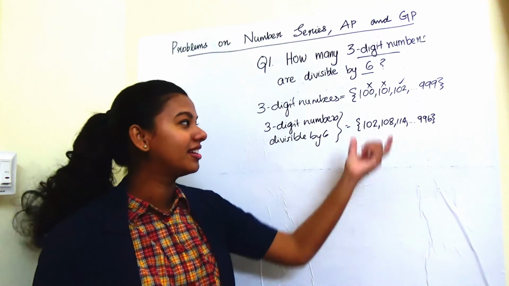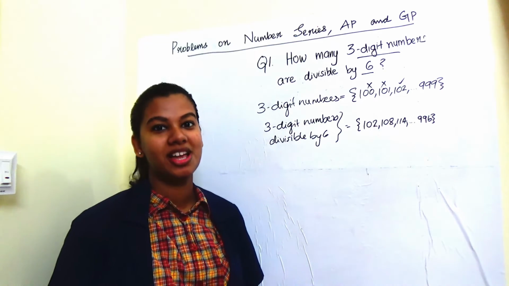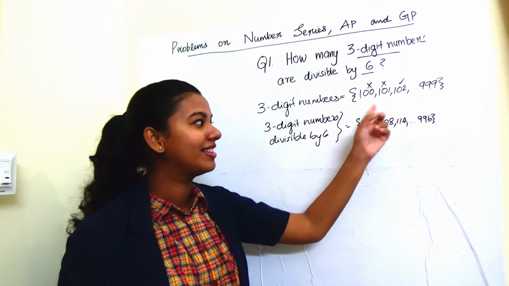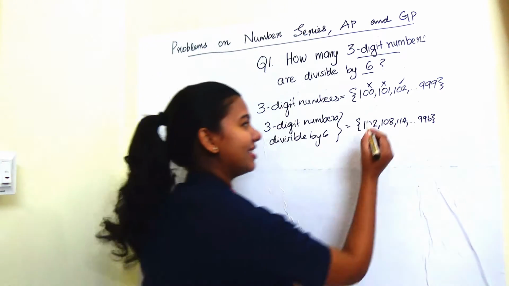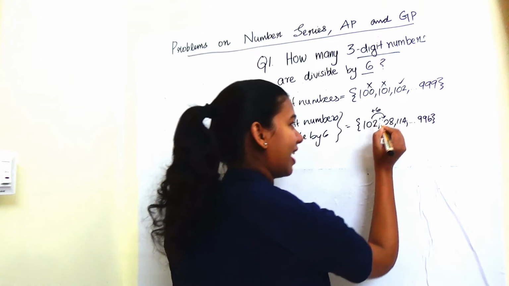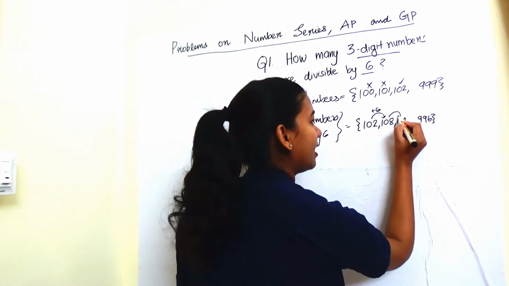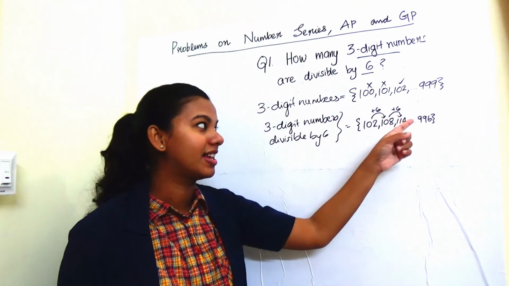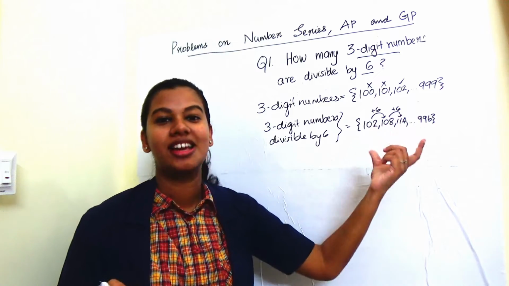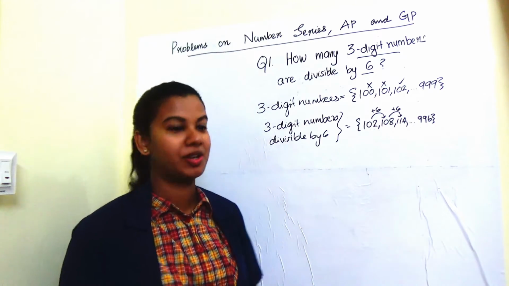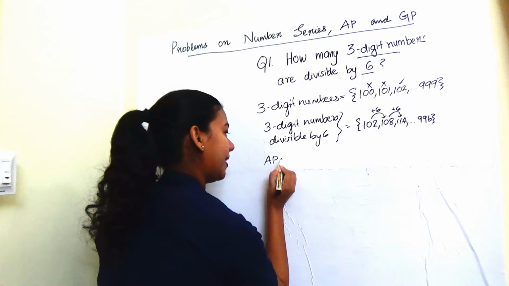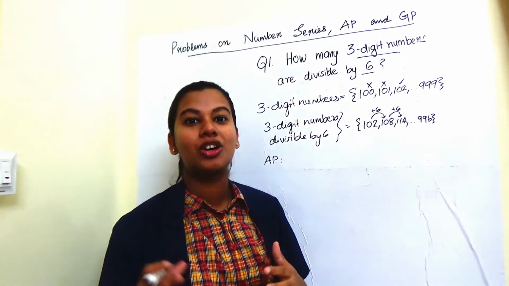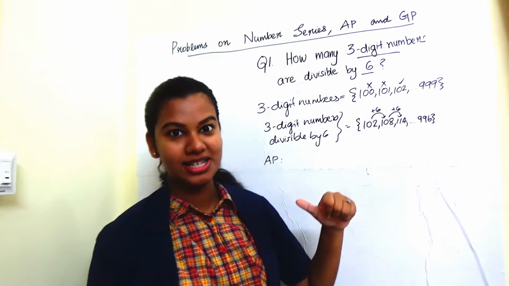Now we have to find how many terms are there in this sequence. So first of all we have to find the pattern of this sequence. We already know the next number is found by adding 6. That is, if I add 6 to 102 I get 108, and again if I add 6 I get 114. So the pattern is add 6. So this progression is called an AP, arithmetic progression.